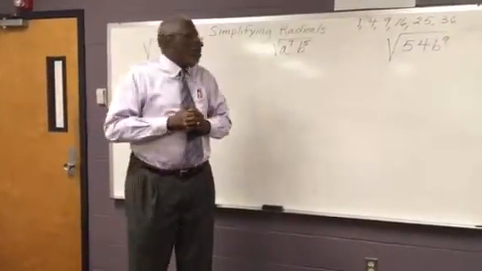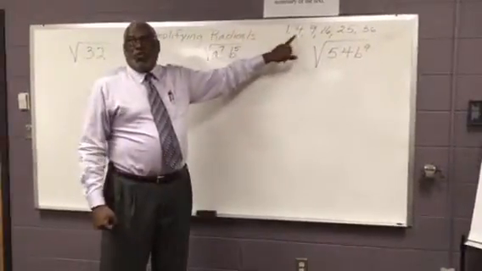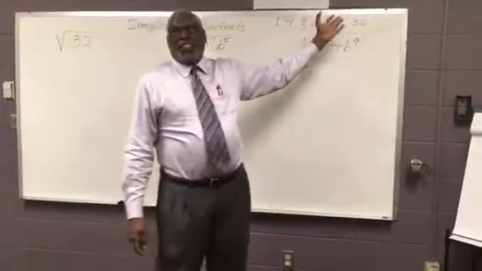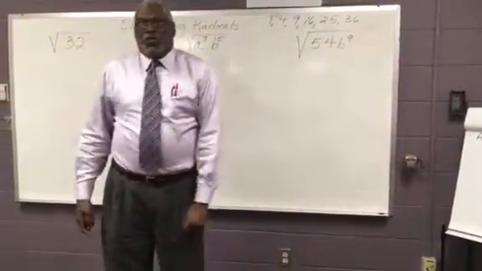Okay, in order to simplify radicals, first of all, you have to have the perfect squares to help you, okay? And these are our perfect squares: 1, 4, 9, 16, 25, 36. These are not all of them, but these are some. So how do I get these perfect squares? Where do they come from?